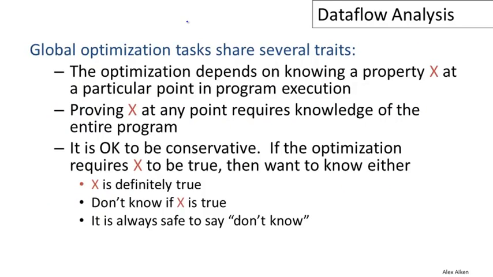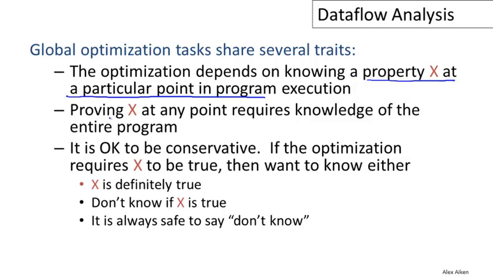Stepping back for a moment, there are many global optimization tasks that we would like a compiler to perform. Constant propagation, global constant propagation, is just one of those. Now, it turns out that all of these global optimization problems share several common traits. So first of all, the optimization always depends on knowing some property X at a particular point in the program. So we want to know some piece of very local information. So for example, is X at a particular point in the program guaranteed to be a constant? That's the property for constant propagation.